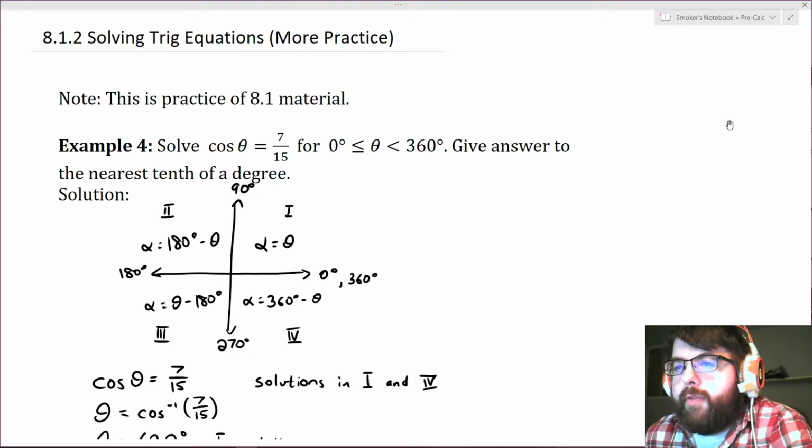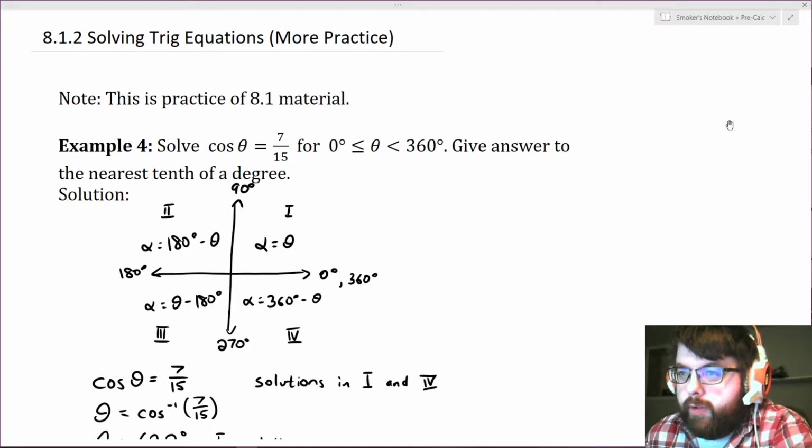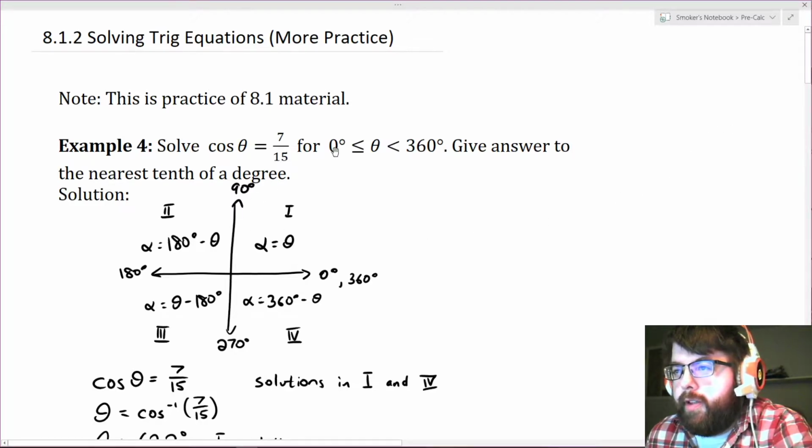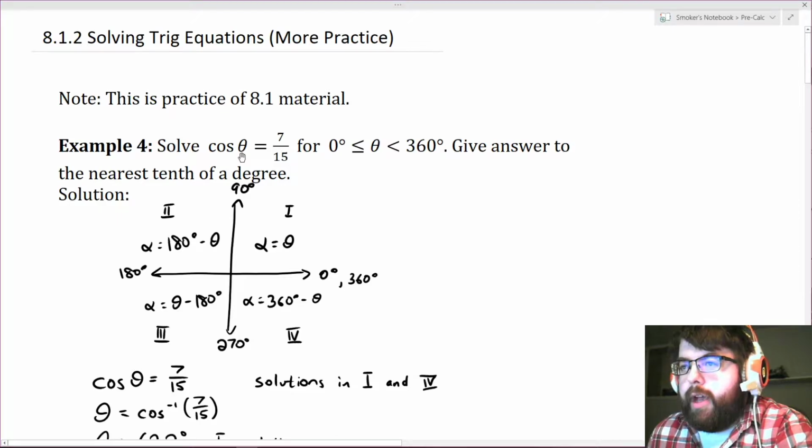We want to find what values of theta, when plugged into cosine, give me out 7/15, that decimal value or the fraction 7 over 15. And there will be a restriction on my solutions, 0 to 360. That restriction helps, because if it wasn't for this restriction, we'd have an infinite number of solutions that we could plug in for theta and get 7/15 out.